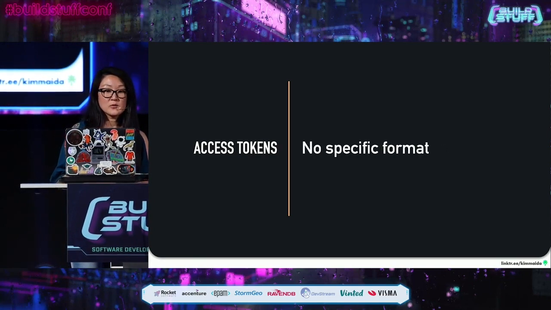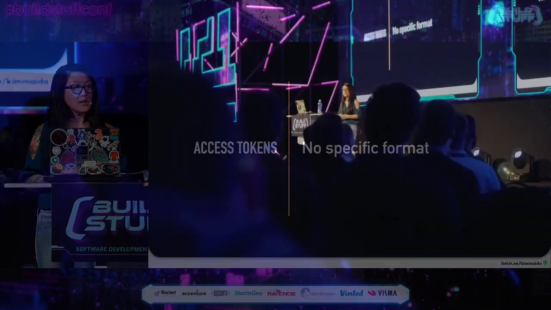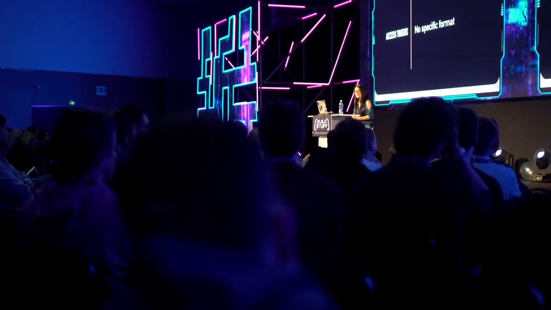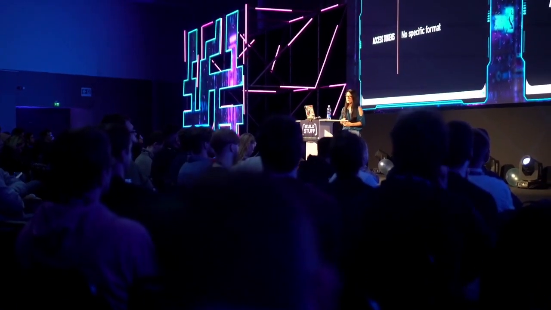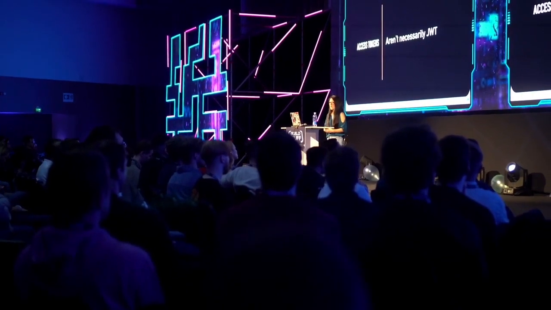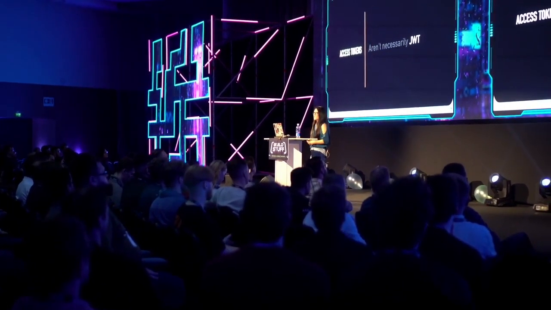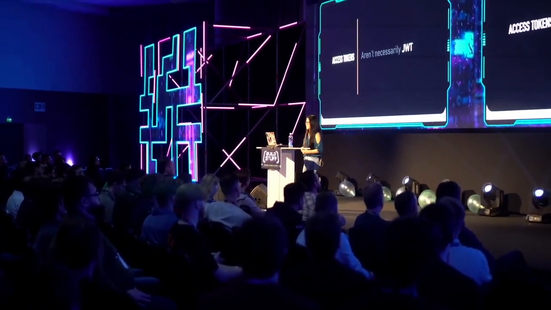Unlike ID tokens, which are JSON Web Tokens as per the OIDC specification, access tokens have no specific defined format, and they don't have to be and are not necessarily JSON Web Tokens. However, many authorization servers do use the JSON Web Token format for access tokens. This includes companies like Auth0, Amazon Cognito, Microsoft Identity Server, Okta, and others. And the reason they do this is because the format enables validation, as we saw.